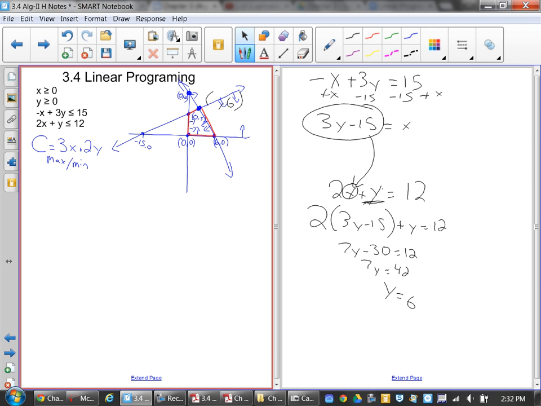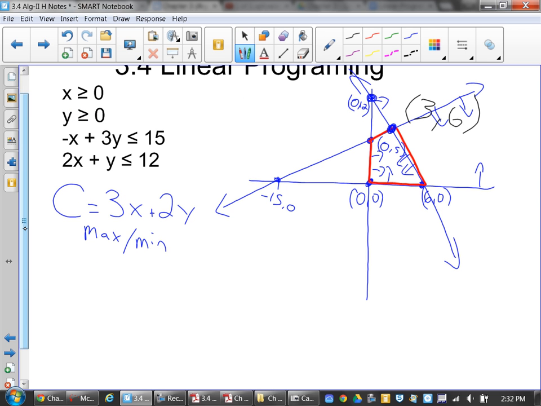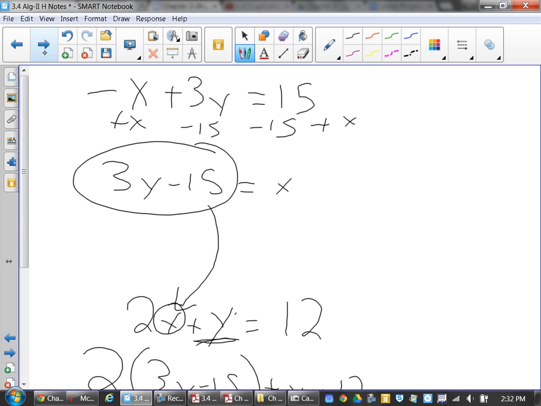So what's 3 times 6? What's 18 minus 15? So there's your ordered pair. Your ordered pair there is at 3, 6. Hold on, where'd you plug this back in? If you plug it into the answer, the first one, I substitute in, because we have 3y minus 15 is x. If 3 times 6 is 18, 18 minus 15 is 3.